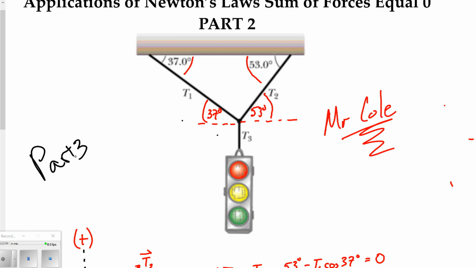In part 3, we'll do this. Usually then you'll work a problem eventually where one of these angles is unknown and the math is a little bit more interesting.